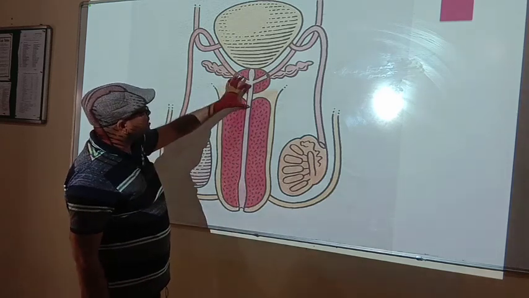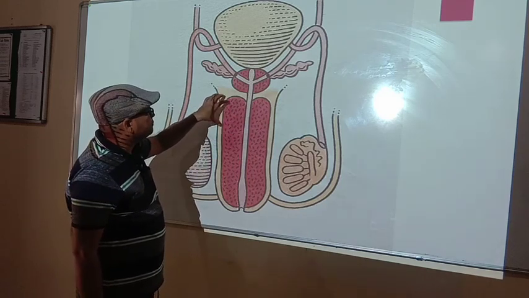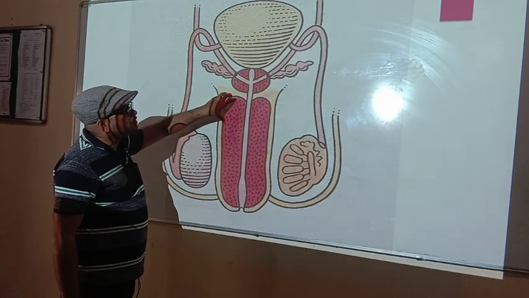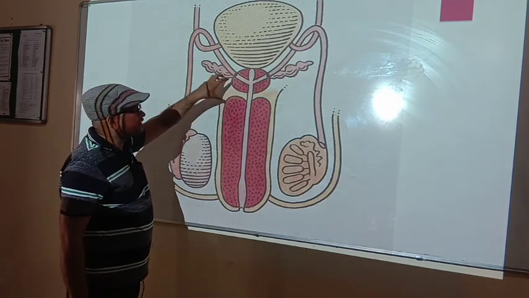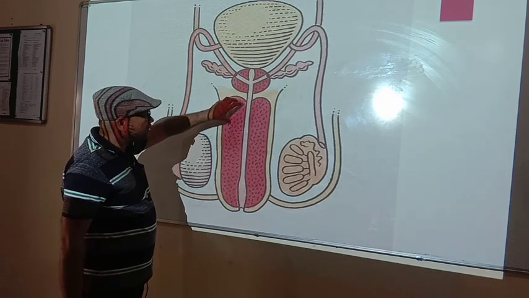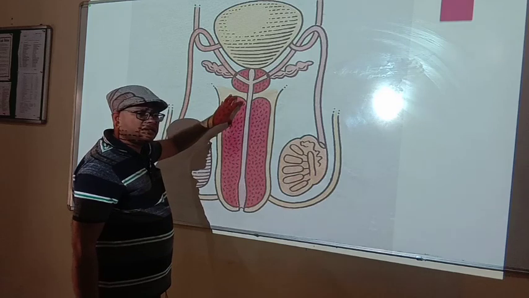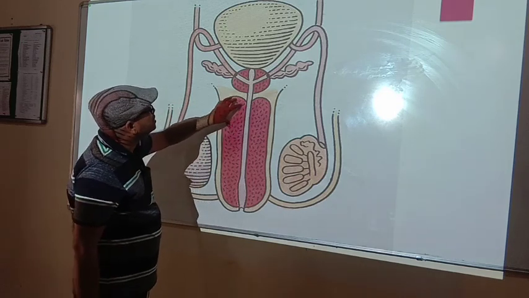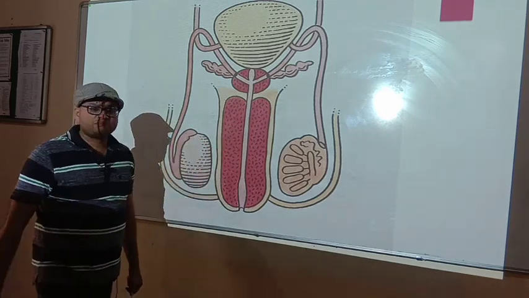Now, the urethra is surrounded by a muscular structure called the penis. The penis is the male copulatory organ, with the help of which the male transfers the semen to the vaginal canal of the female, and it is contractile and erectile in nature. These are the different parts of the male reproductive system.